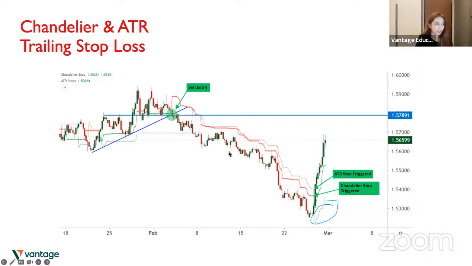So then we have the Chandelier and ATR trailing stop loss. I'm not sure whether you guys have heard of Chandelier stop loss as an indicator. If you have, that is absolutely great. If not, you can take a look at this. The green one is a Chandelier. The dotted green ones are your Chandelier, and then you have an ATR stop trigger as well. It's a pair that you're looking at right now.